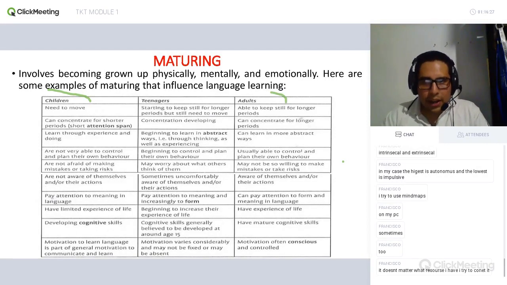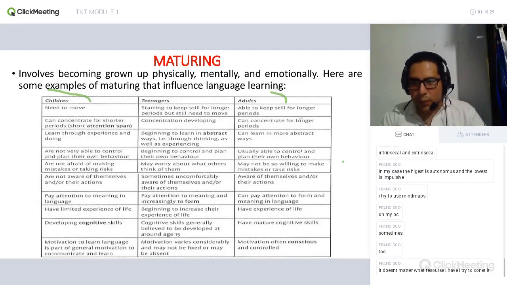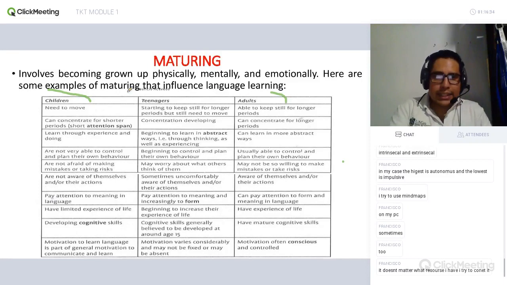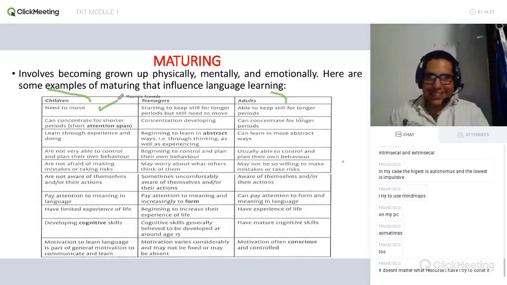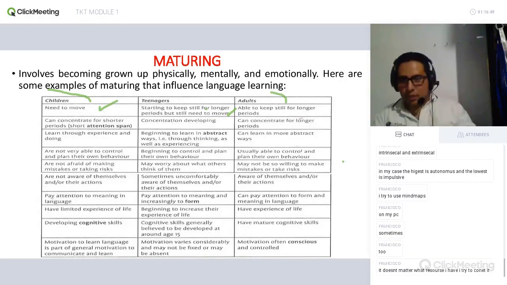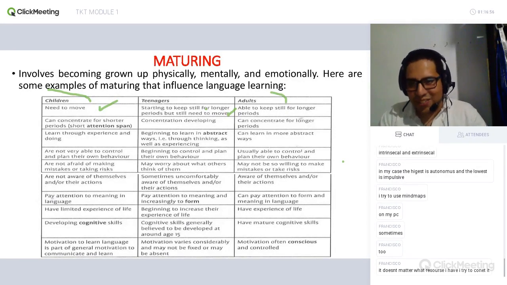Okay, so I have here a small chart, Francisco, which I want us to analyze very quickly. Okay, for example, for children, they need to move. You know that they are very kinesthetic, right? Whereas teenagers can start to keep still for longer periods, but still need to move. Okay, you also need to move with them, but also you need to teach them to stay still, right? Not moving. And adults are able to keep still for longer periods, just like us, right, Francisco? We are not moving that much. Maybe we are sat here in front of the computer.